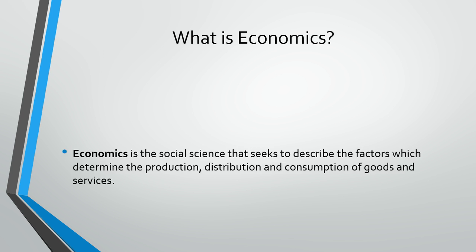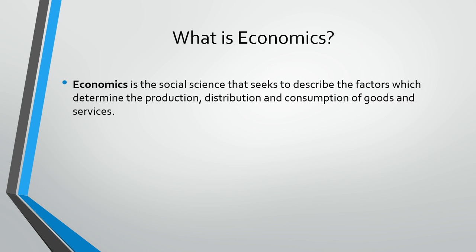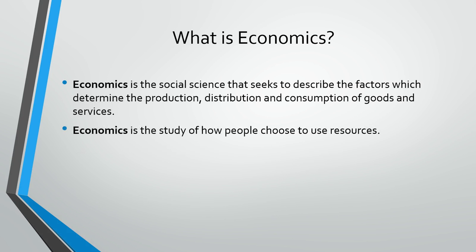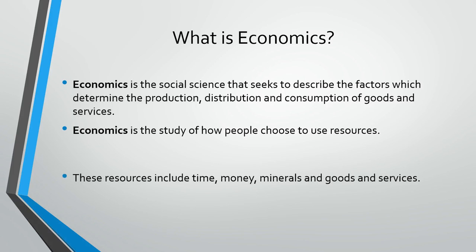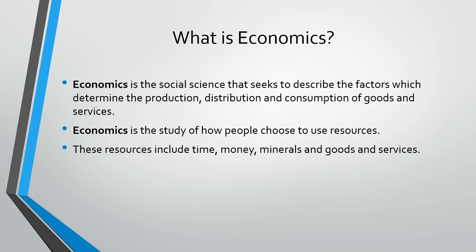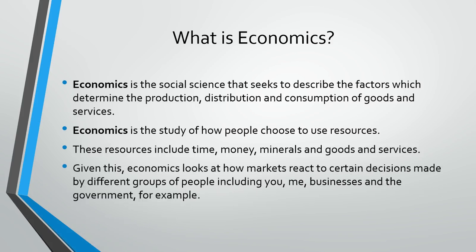So what is economics? Economics can be defined as the social science that seeks to describe the factors which determine the production, distribution, and consumption of goods and services. It's a study of how people choose to use resources. So resources, these can include time, money, minerals, and goods and services. So given all that, economics looks at how markets react to certain decisions made by different groups of people, including you, me, businesses, and the government, for example. So it's a study of how people choose to use resources and the impacts that those decisions have on people and markets.